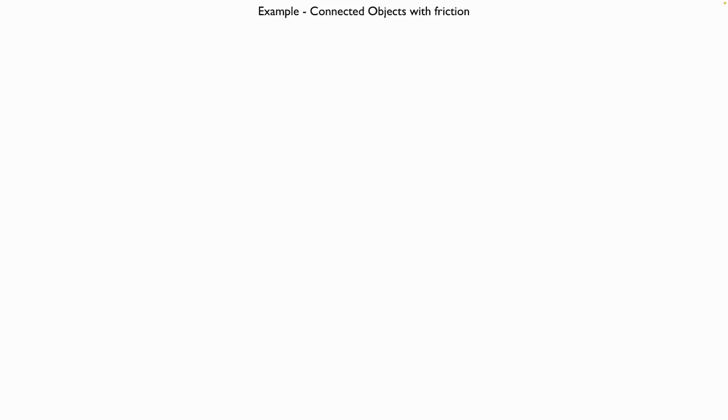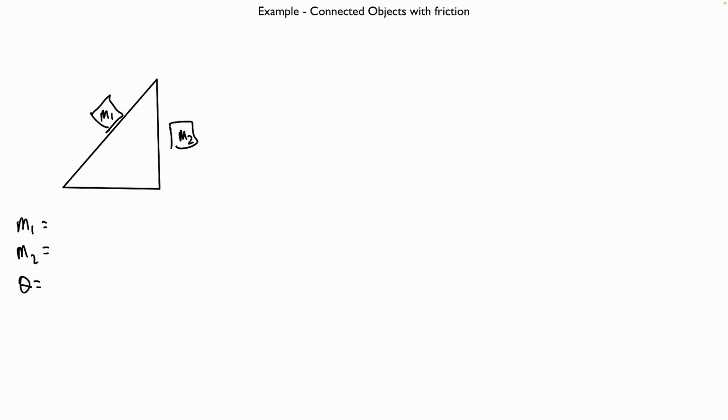So let's just continue the example train here. We already did connected objects last time in chapter 5. So let's do it now and simply add friction into the mix, right? So I'm going to do a mass 1 right here, a mass 2 right here. We didn't even have a situation for this one, did we? I don't think so. Okay. So we're going to know mass 1. We're going to know the angle.